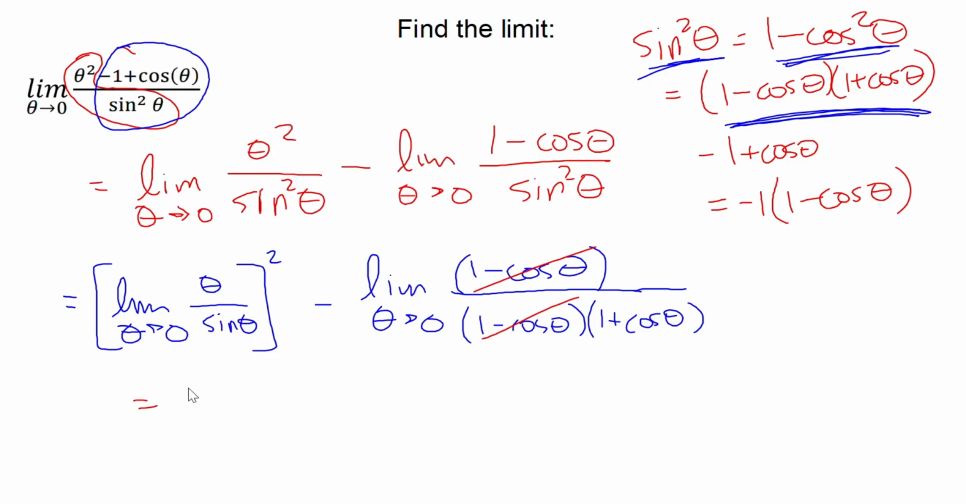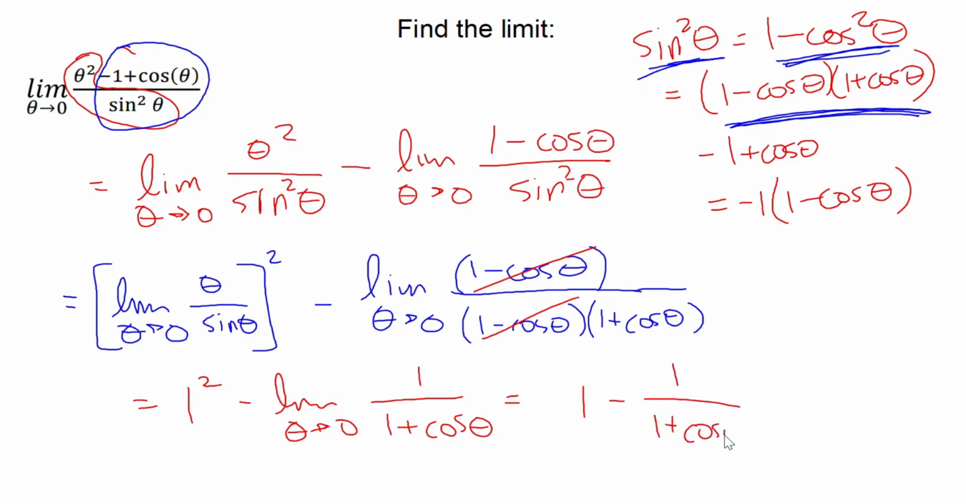This one can be evaluated. This is just 1 squared now, minus a limit as theta approaches 0 of 1 over 1 plus cosine theta. Well, 1 squared is 1. And we'll subtract from that 1 over 1 plus the cosine of 0. Well, I wrote theta, but the cosine of 0 there is 1. And so let's change that. So this is 1 minus 1 over 1 plus 1, or 1 minus a half, which is just 1 half.